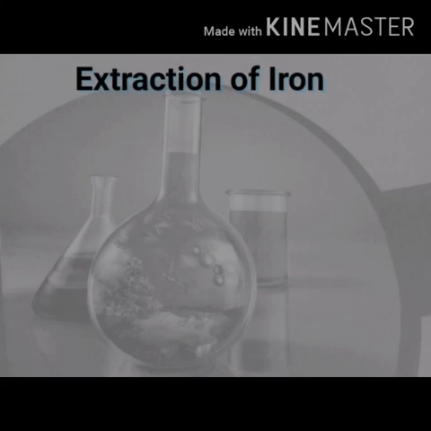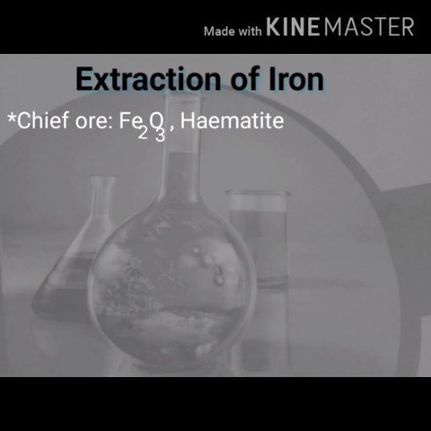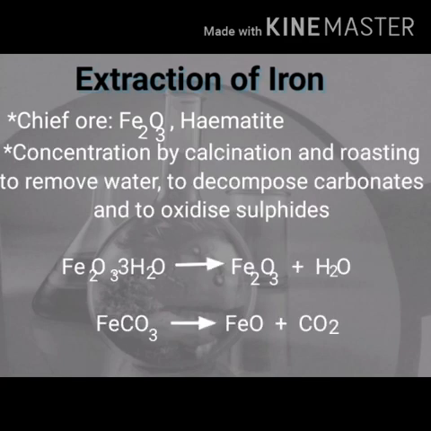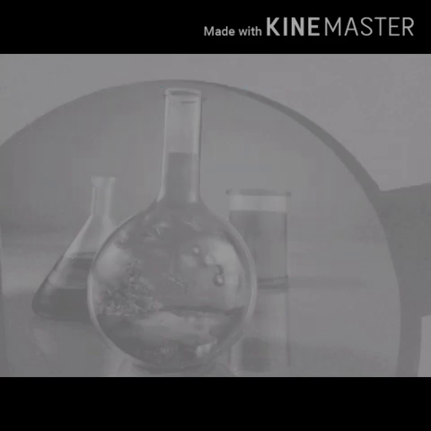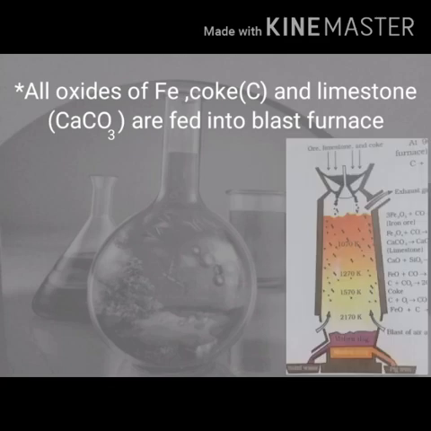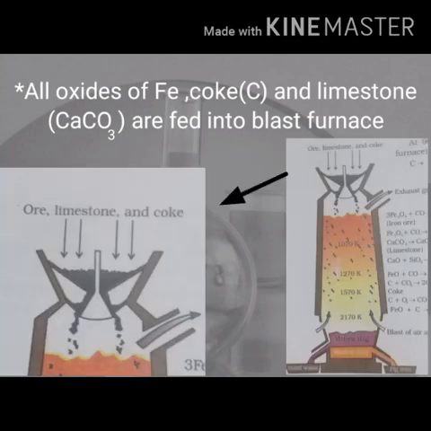Extraction of iron. The chief ore of iron is hematite, that is Fe2O3. The ore is first concentrated by calcination and roasting process to remove water, to decompose carbonates and to remove sulfide impurities. Now, the whole iron will be in the form of oxide. This is fed into the blast furnace along with coke and limestone.